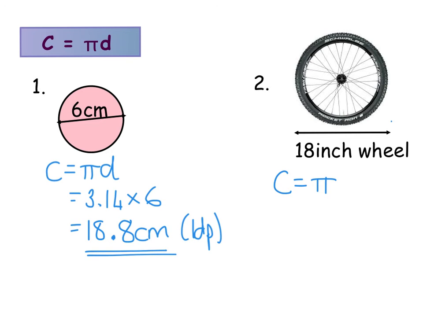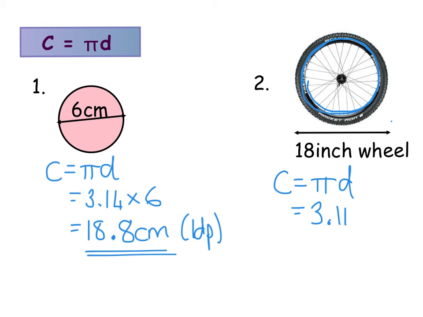So the circumference of this technically would be the circumference of the bit where your inner tube goes. So the circumference of this is not the outside, it's going to be the circumference of this wee bit on the inside, but for the sake of this it doesn't really matter. 18 is the diameter, so that's pi times diameter, so C equals pi d.